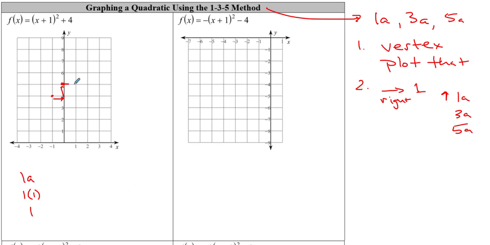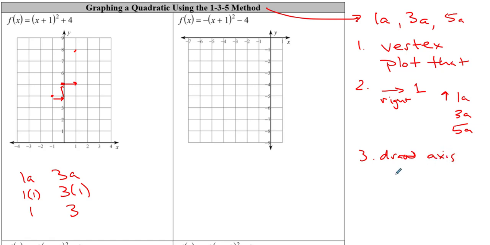Okay, so now we're going to go to the right one more time, but this time we're going to go up 3A. So what's our A value? That is a 1, so 3 times 1 is going to give me a 3. So we're going to go up 3. 1, 2, and 3. Okay, then step 3, we can draw our axis of symmetry.